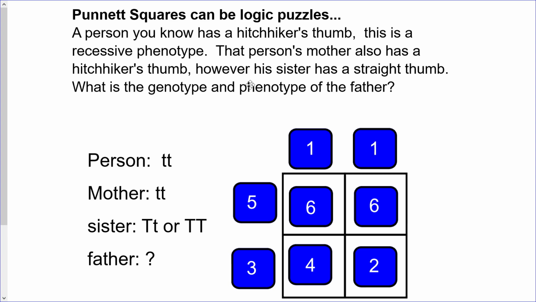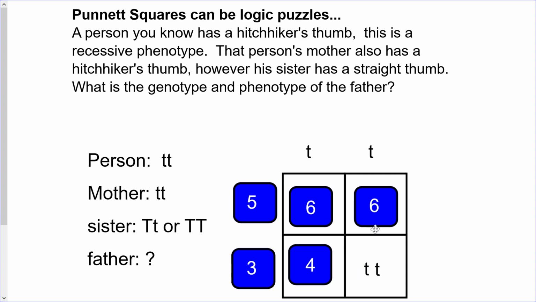So the mother's genes will be over here. And we know that she has a hitchhiker's thumb, so the mother must be little t, little t. So we'll put that information in first. And the person that you know also has a hitchhiker's thumb, so at least one of these possible offspring has to be little t, little t. So let's make this box little t, little t. So if this person inherited a little t recessive allele from their mother, where did this one come from? Well, that one must have come from the father, which makes this a little t recessive allele.